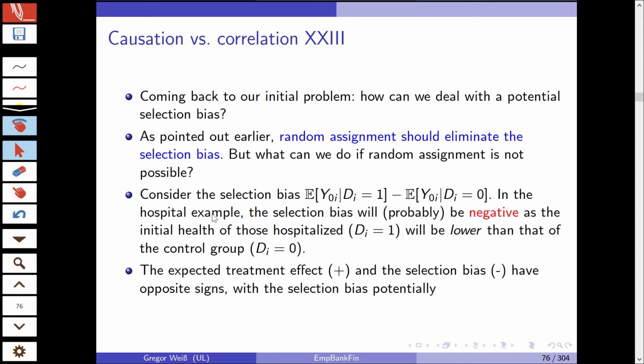Now consider the selection bias here. In the hospital example, if random assignment is not possible, the selection bias will probably be negative, as the initial health of those hospitalized will be lower than that of the control group. So the expected treatment effect and the selection bias have opposite signs, with the selection bias potentially driving down the treatment effect. So if you still find a potentially significant positive treatment effect, and you know the selection bias is negative, you would argue that even with a selection bias, you still find a statistically significant positive effect. So the true average treatment effect should actually be higher. So you're in the clear.